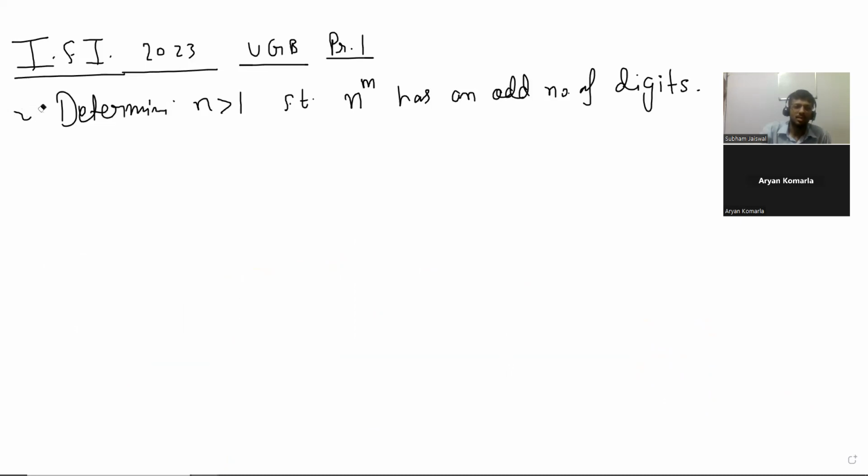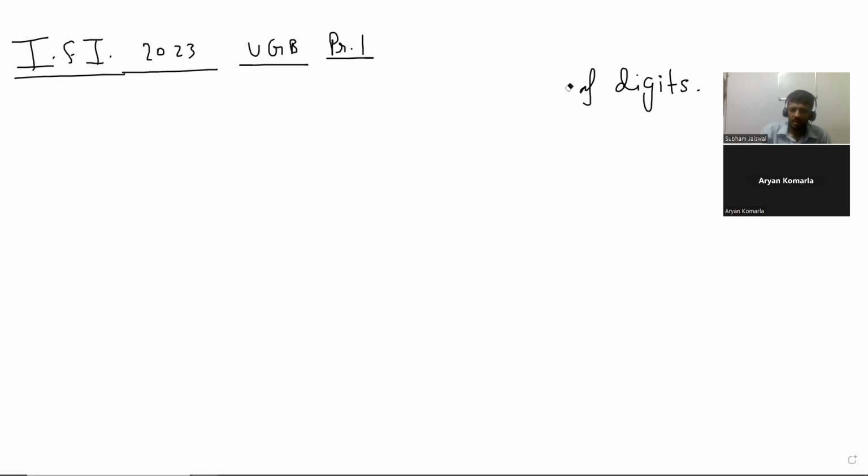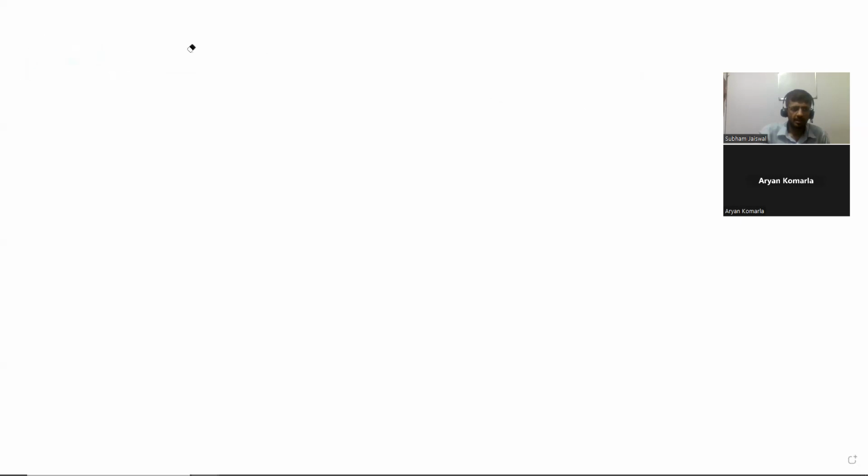Sir, my friend is a part of some Discord server, and I think they use lifting the exponent lemma for CMI B1. But actually CMI B1 is not that tough. So should we solve it now, sir? Let's try if we can solve it. So CMI 2023 B1. Wait, let me just change it.